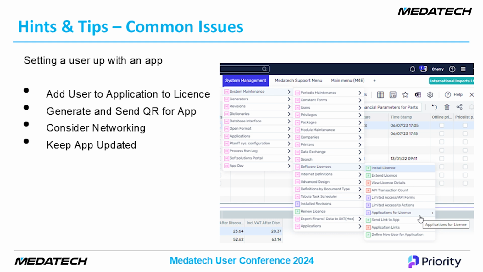Now, once the user's got a license, they also have to be provided with a QR code for the app. Presumably, the app's already generated if someone in your business is using it. But quite often, users will download the Priority Mobile app from the Apple Store or the Play Store, and there won't be anything on it. And that's because you need the QR code. That's not always immediately obvious.